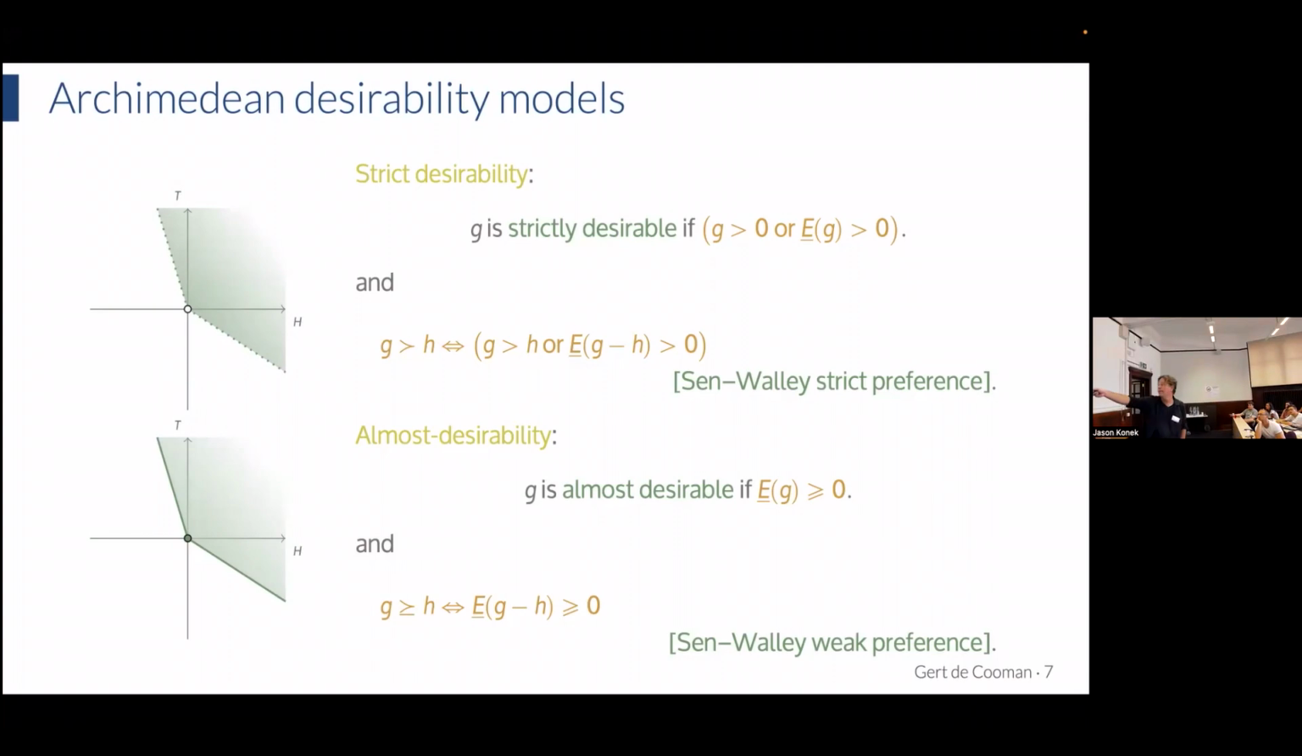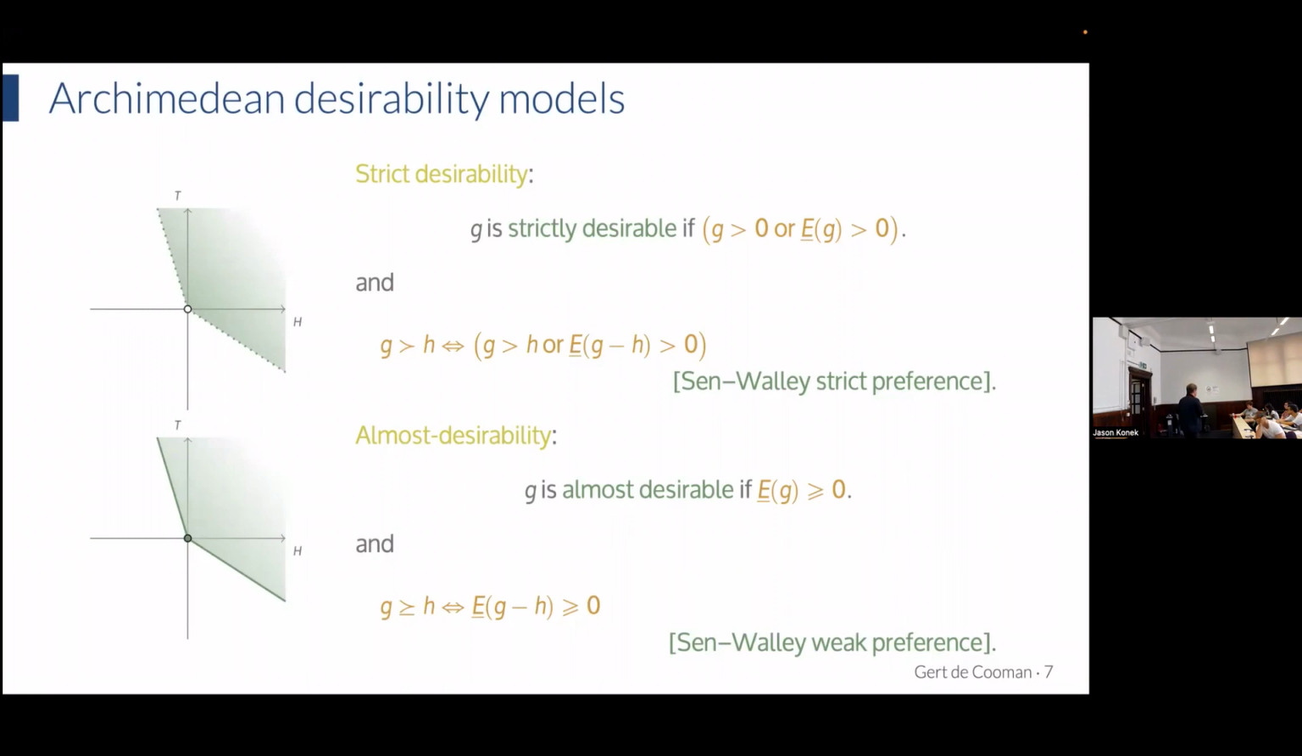You can define desirability by allowing weak dominance rather than strict dominance, and then have another form of desirability. But it seems that strict desirability is better when you use conditioning. Anyway, that is far beyond what I want to talk about at this point. I'm just mentioning that there are these two types of things that we could call Archimedean, because whether they belong or not to a set is completely determined by the lower expectation. It's therefore by a real number.